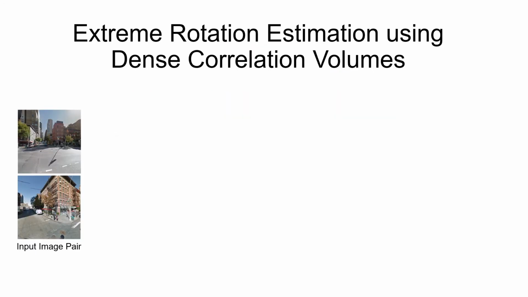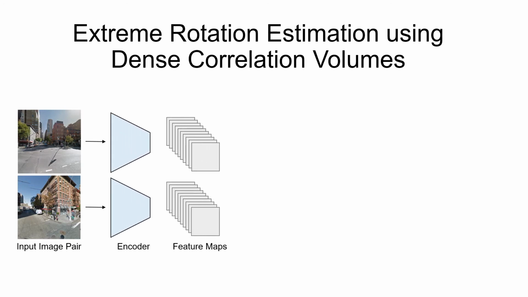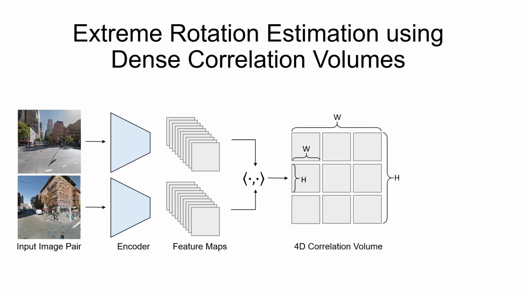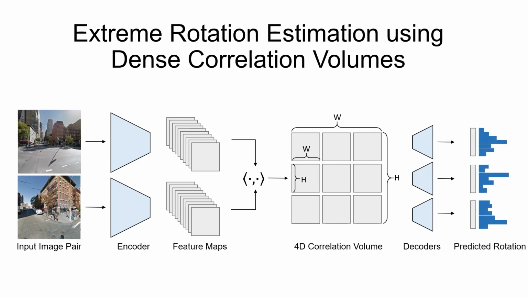Our method first extracts dense feature descriptors from each image. We perform all-pairs local correlations to obtain a 4D correlation volume, and then feed this correlation volume to a neural network that predicts the relative rotation in the form of a distribution over rotation angles. The idea is that this 4D correlation volume is rich with information and encodes a variety of hidden cues that allow the network to infer a relative rotation even for challenging non-overlapping pairs.